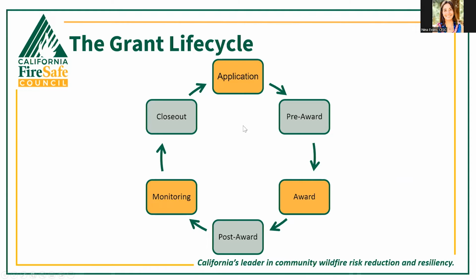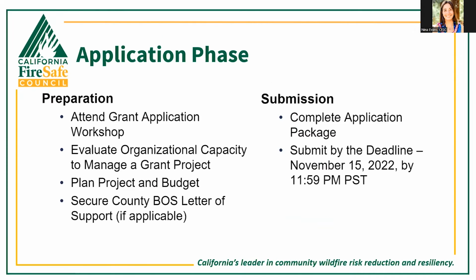And next we'll get into the grant life cycle. This diagram shows you the way that CFSC structures our grants into phases. If you are newer to the grant process, referring back to this graphic can help you stay oriented. One of the first phases in this grant cycle is the application phase, and it has two main parts. The first part is preparation. So not only preparing your application, but also preparing your organization for the grant.